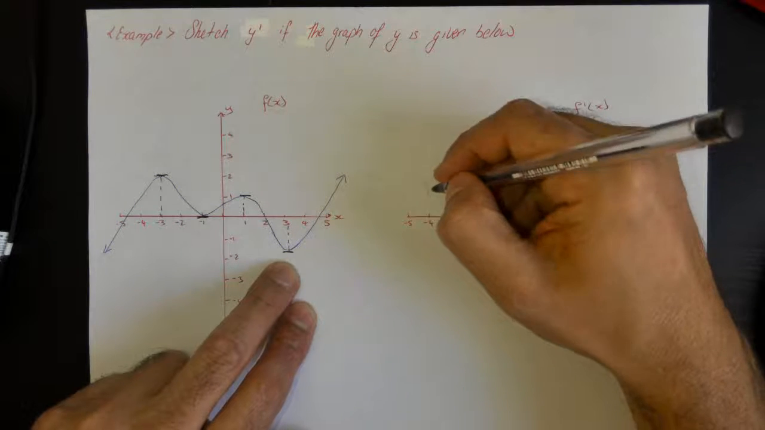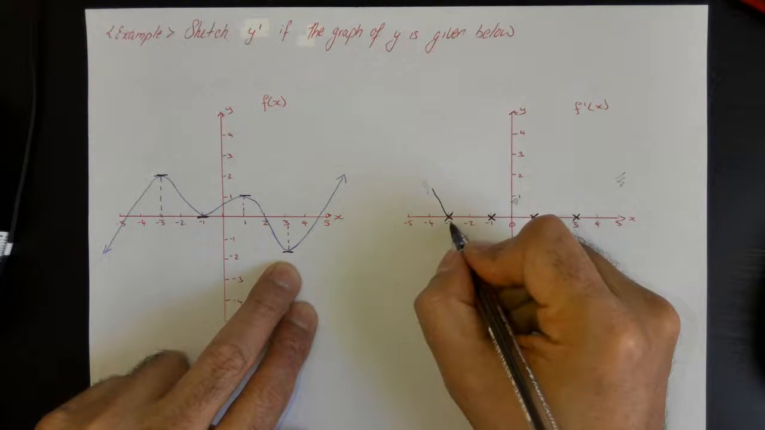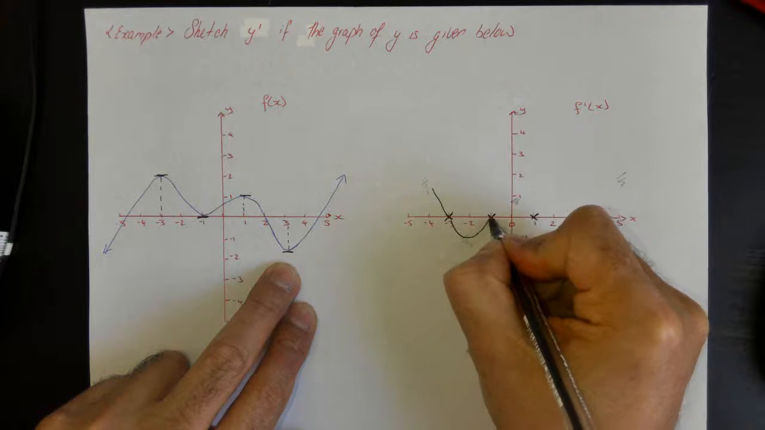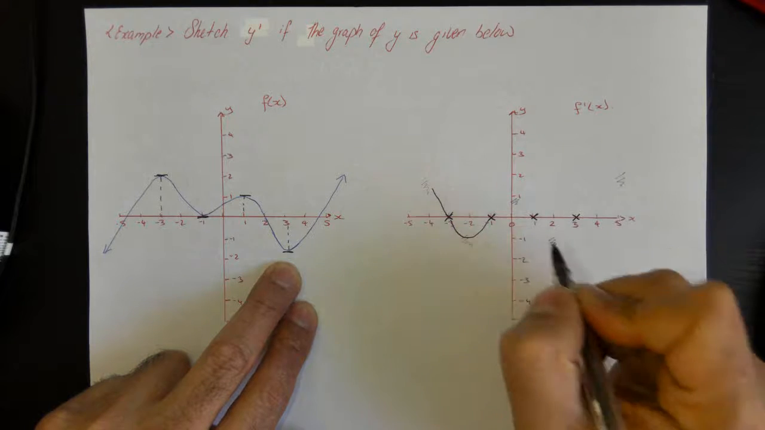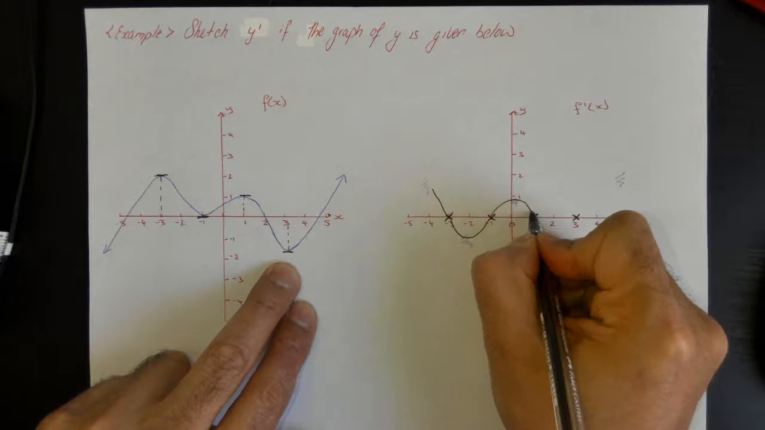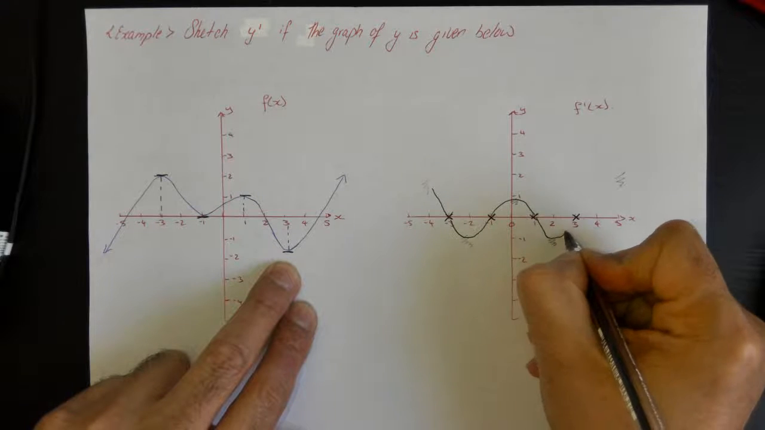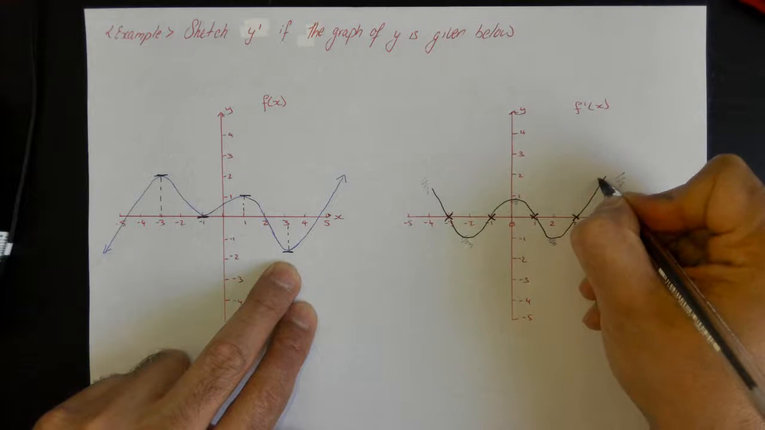So it looks like, just going between the regions, increasing, decreasing, increasing.